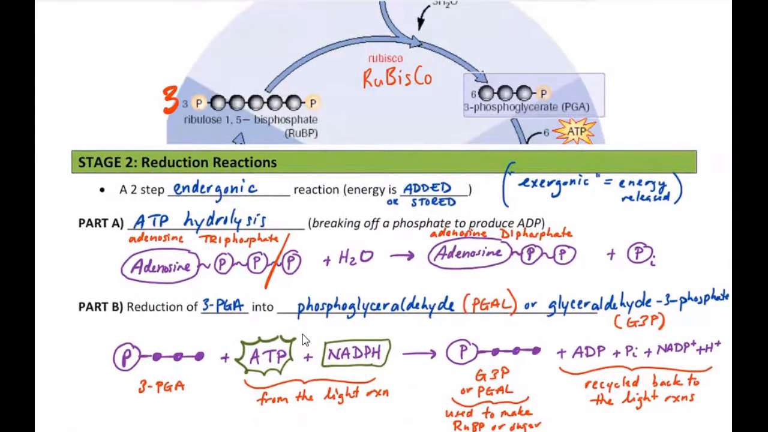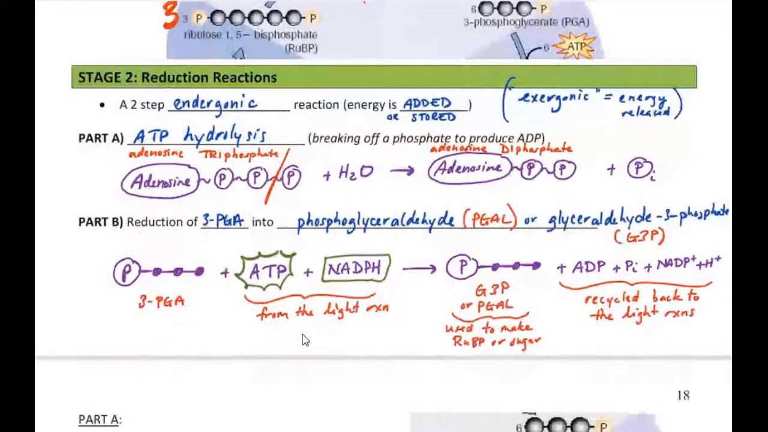3-PGA is this guy right here, the one that just fell apart after I added the carbon dioxide to the RuBP. So I'm going to take the 3-PGA, use that ATP energy after I break it off and the energy from that high energy electron, and I'm going to rearrange the sucker.